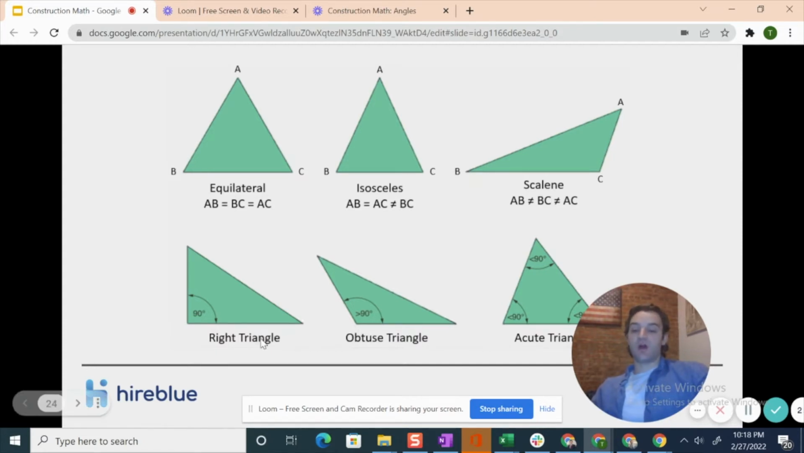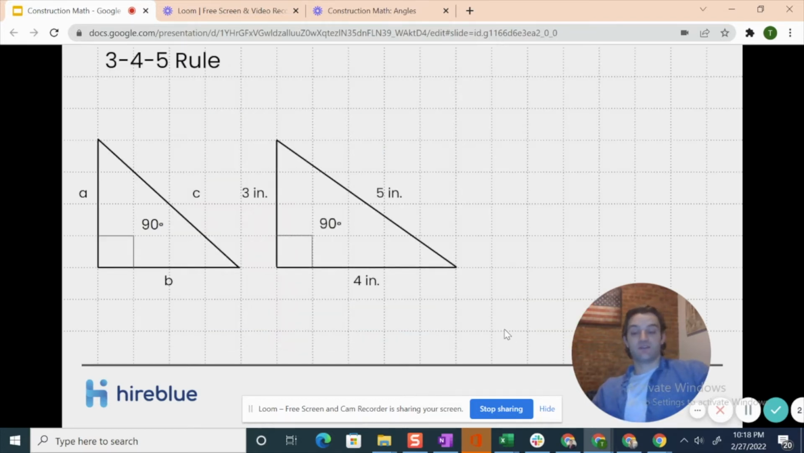And then down below, we have another way to describe triangles by their angles. So these are the angles that are across from the hypotenuse. The right triangle, which is probably the most important triangle we're going to cover, has a 90-degree angle. The obtuse triangle, the angle across from the hypotenuse is greater than 90 degrees. And then for the acute triangle, all angles are less than 90 degrees.